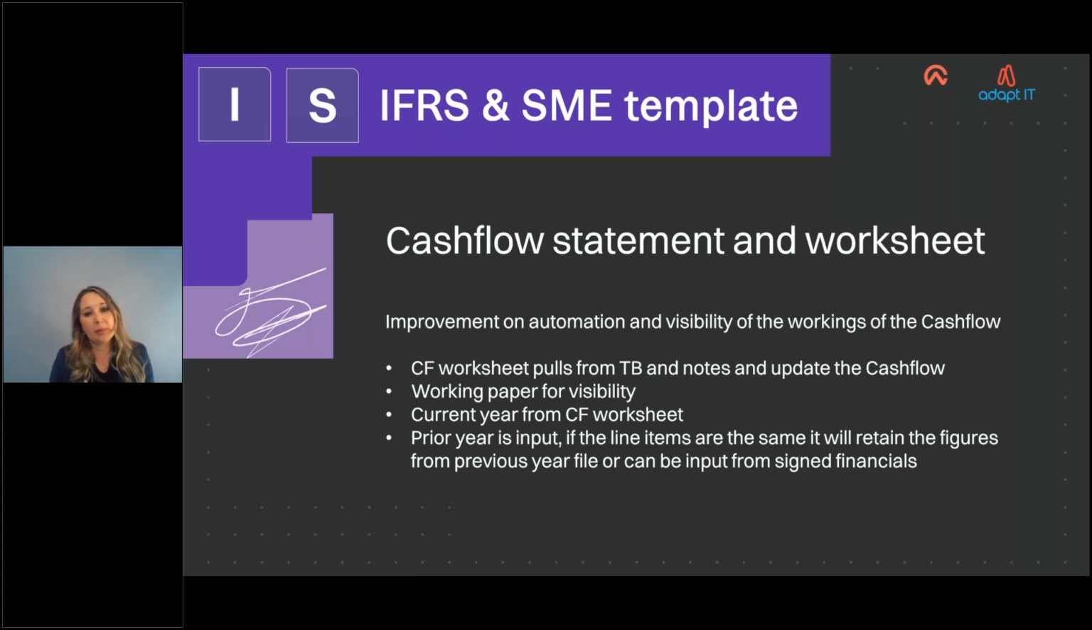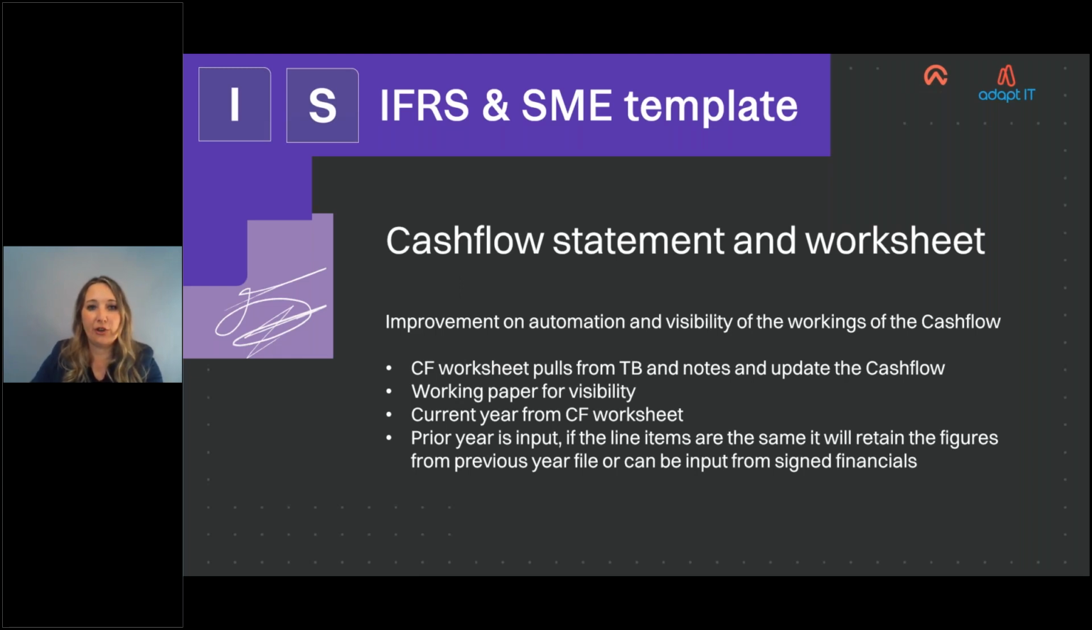Your prior year will be input. If the line items are the same, we will retain the figures from your previous year file. So if you run your update and you had tax paid, which is the same line, then the figure will be in there. If, however, we had added some lines, because we also looked at all the possibilities there were, for example, where we had a net line and perhaps it should have been split out, then that figure will obviously not pull through. But then on year end for the next year, it will.